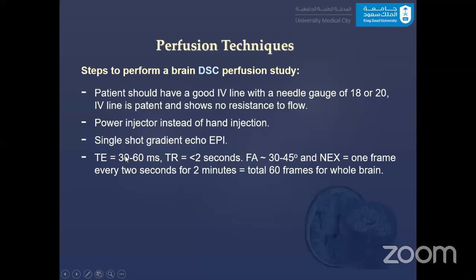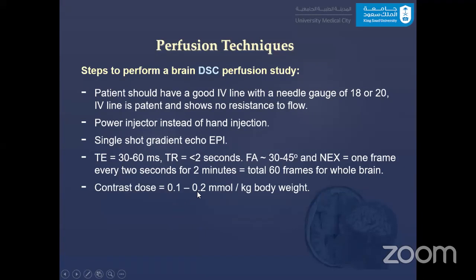TE should be from 30 to 60 milliseconds. TR should be 2000 milliseconds. Flip angle from 30 to 45 degrees, and number of excitation 1. One frame every 2 seconds for 2 minutes, 1.5 seconds or 2 seconds. So the total is 60 frames for the whole brain.